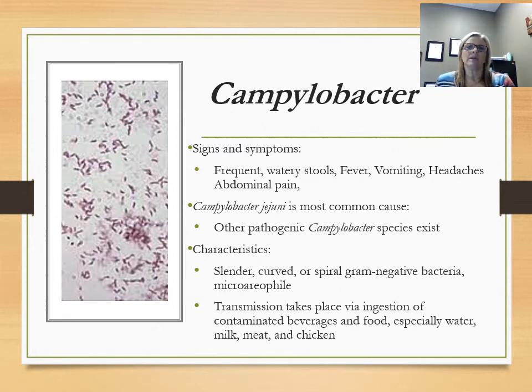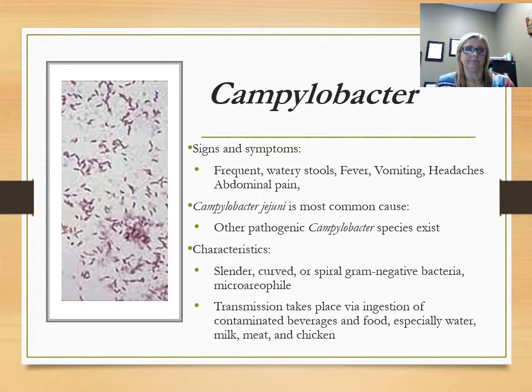This is going to be a curved or spiral gram-negative bacteria. It's going to have polar flagella, maybe amphitrichous in the flagella as well. And this can often be in kind of an S shape or gull-winged type shape in pairs. It's a microaerophile. Of course, it inhabits the intestinal tract, genitourinary tract, and oral cavity of humans and animals as well. This can be transmitted by ingesting contaminated fluids, water, milk, but also via things like meat and chicken as well.